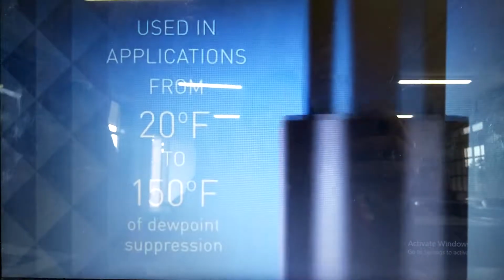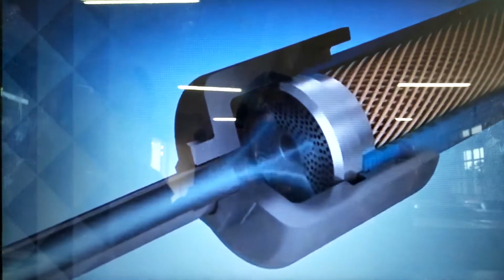Fluid Pro is used in applications ranging from 20 degrees to 150 degrees Fahrenheit of dew point suppression. Fluid Pro membrane air dryers operate behind the scenes, offering dry compressed air without any moving parts. Humid compressed air enters the membrane air dryer module and the hollow fibers. The hollow fibers are permeable to water vapor while preventing the loss of valuable compressed air. Humidity is transferred through the patented helically wound fibers and leaves in the form of humid air.